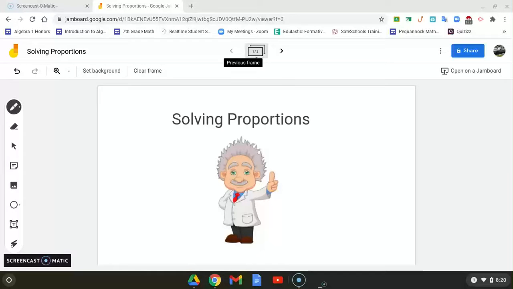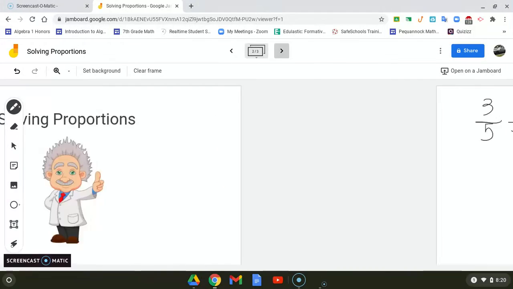Well, today we're going to be solving proportions. There's a couple different ways we can solve a proportion, and we're going to go through two of them today. So let's get right to it.